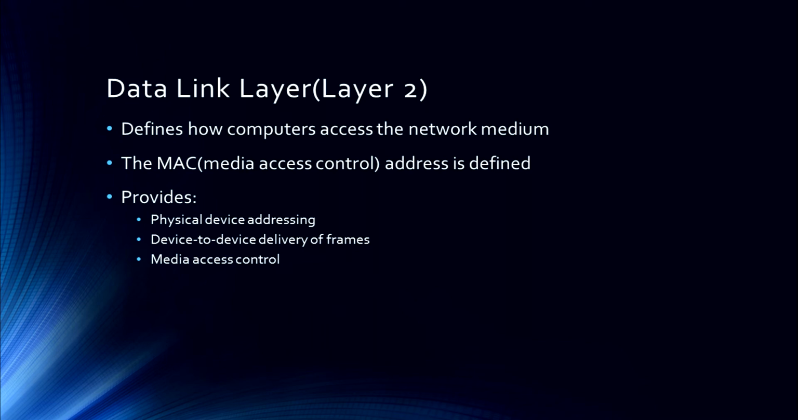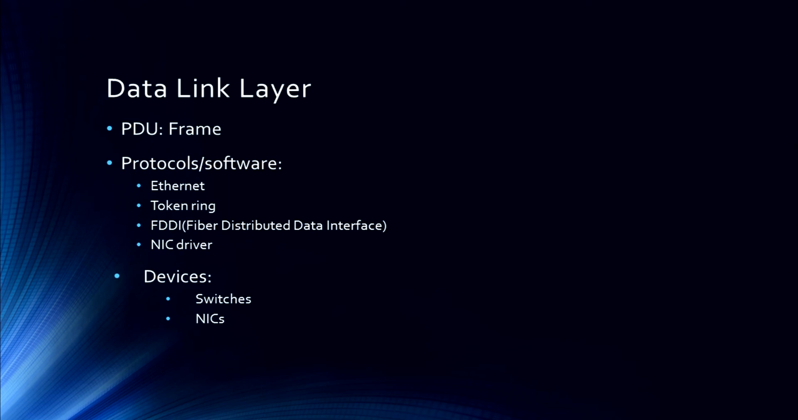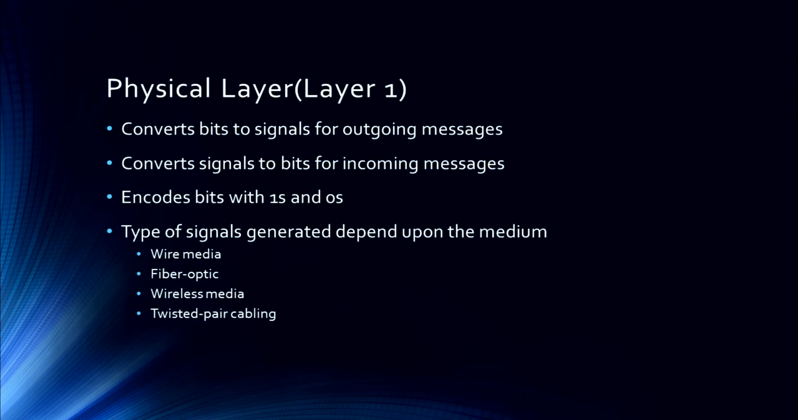Data link layer, layer 2. It defines how computers access the network medium. The MAC, or Media Access Control, address is also defined. It provides physical device addressing, device-to-device delivery of frames, and media access control. PDU: frame. Protocols and software: Ethernet, Token Ring, FDDI, the Fiber Distributed Data Interface, and the NIC driver. Devices are switches and NICs.